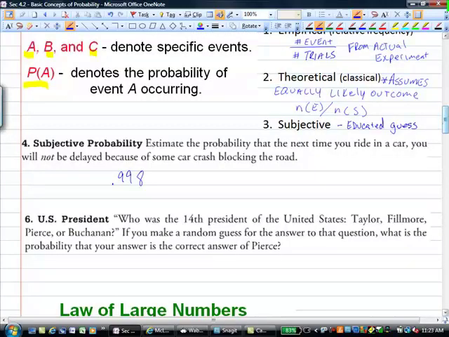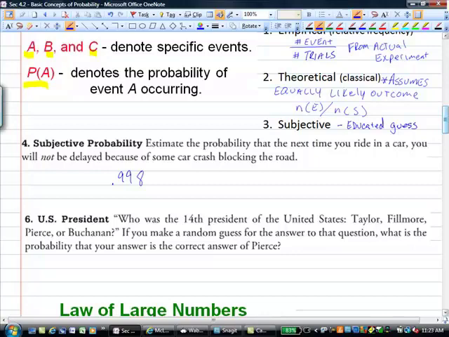All right, number 6, it says U.S. presidents. Who was the 14th president of the United States? This could be a question on a history test. It's multiple choice. They tell you, hey, Taylor, Fillmore, Pierce, or Buchanan. If you make a random guess for the answer to that question, what is the probability that your answer is the correct answer of Pierce?